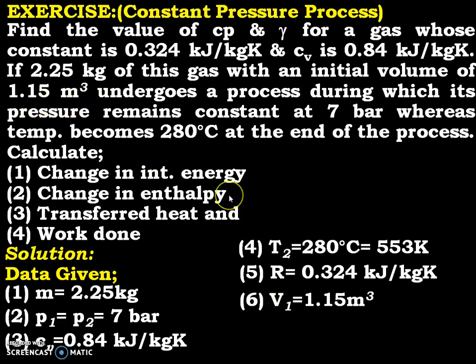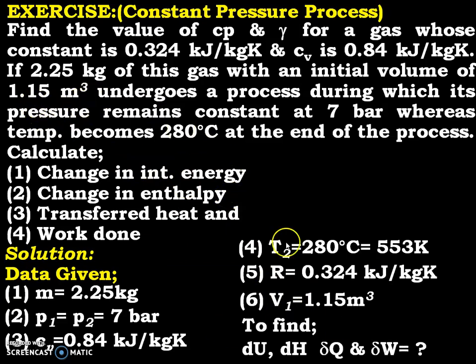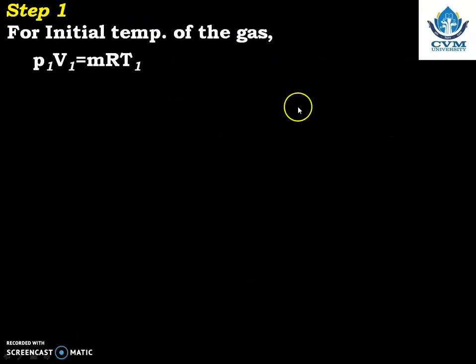And we are required to calculate delta U, delta H, delta Q and delta W. But before that we are required to calculate Cp and gamma also. Clear? Now let us see how to calculate the initial temperature of the gas. And the equation is P1 V1 equals mRT1. Clear? So whether they have given us the P1? Yes, because it is a constant pressure process. So P1 equals P2, they have given.